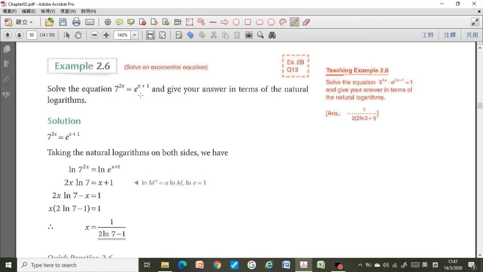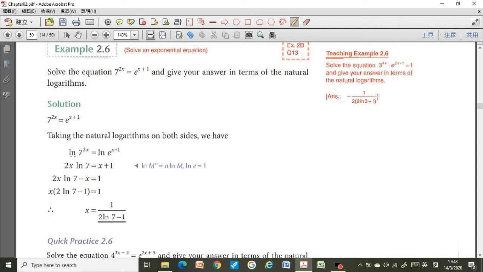7 to the power 2x is equal to e to the power x plus 1. It is very difficult to find the value of x, but now we have a log, so we can take all the power, that is the index, going down and then calculate. The expression is like this. Before you take logarithm, you must be sure that these two expressions are greater than 0, because this is the definition. You know that 7 to the power something and e to the power something are always positive, so it is okay. So you take natural log on both sides. After you take it, the 2x will go down and the x plus 1 will go down here. Because log e is 1, so you just have x times 1.